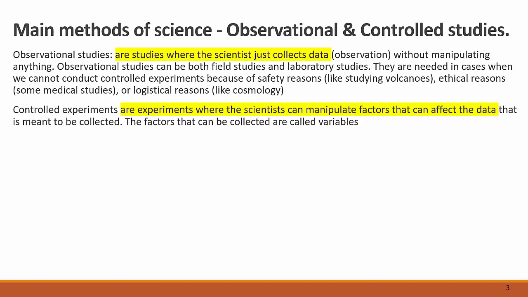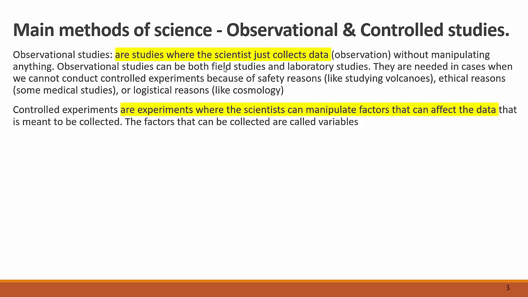Most science experiments can either be grouped as observational studies or controlled studies. What's the difference? Observational studies is where the scientist only observes, only collects data. They cannot manipulate anything. They are just an outside observer collecting data. So observational studies can happen both in a lab and in the field.